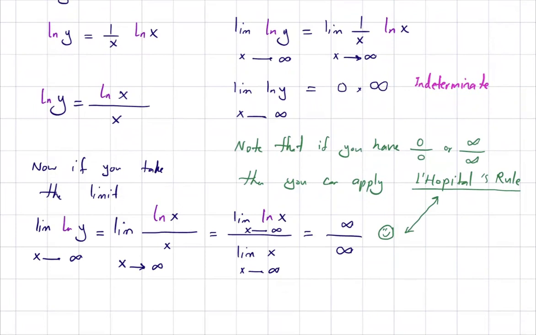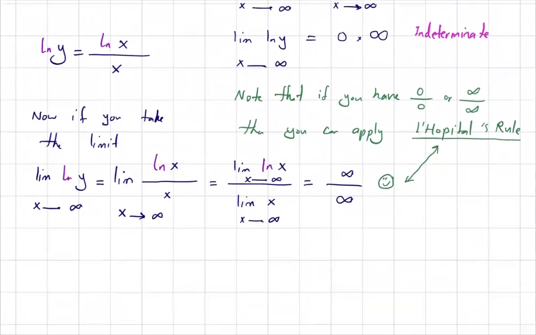Guys, you are not applying L'Hopital's rule on the left-hand side. The left-hand side has nothing to deal with. On the left-hand side, you just copy down the limit of ln of y. Let me change the color of ln to highlight that we have indeed ln involved here. As x goes to infinity, it must be equal to the limit of the derivative of ln of x divided by the derivative of x as x goes to infinity.